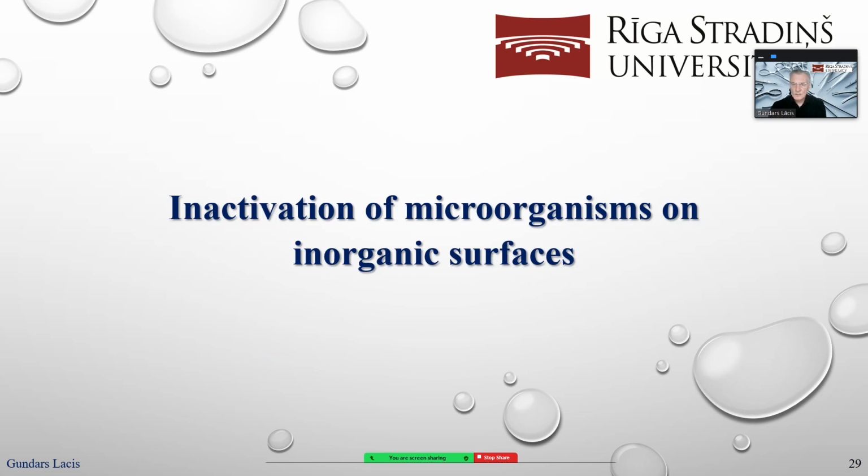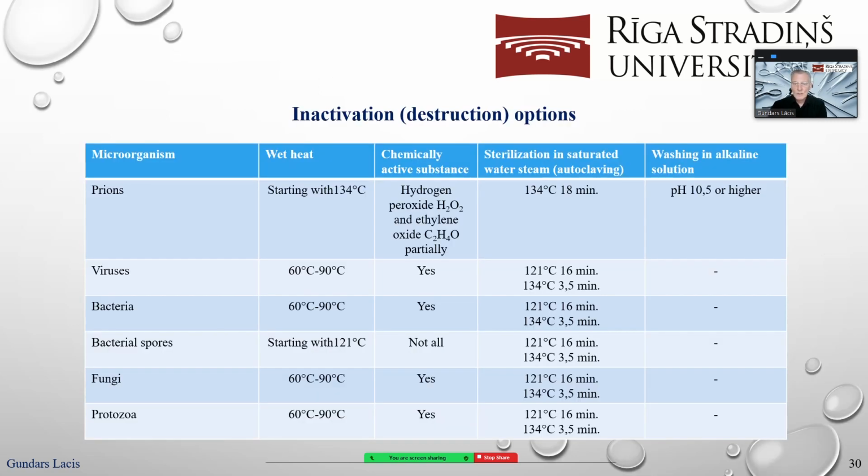So, and now the last point in this first part is inactivation of microorganisms on inorganic surfaces. And this is just for inorganic surfaces, not for organic surfaces. What we know about: we have 6 groups. The prion, it's an infectious protein. I think you know, I hope you know. Viruses, bacteria, bacterial spores, fungi, and protozoa.